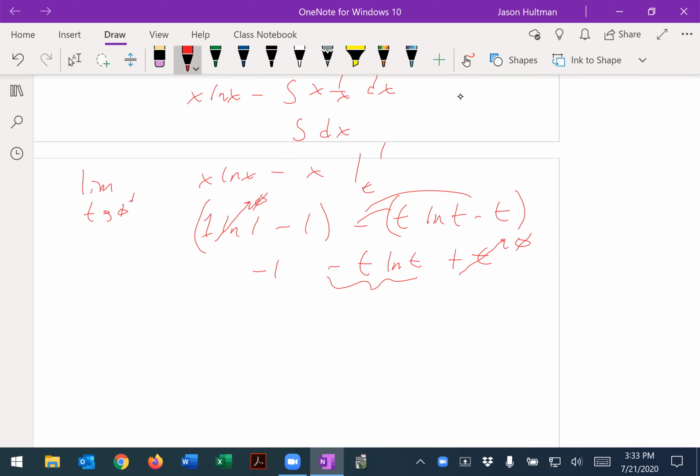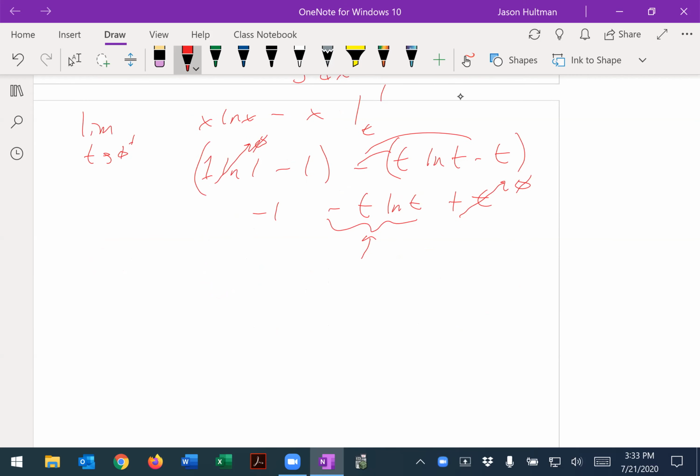So I'm going to rewrite this into a form that makes a little bit more sense, so that I can use L'Hopital's on this guy here. Right now I have 0 times the natural log, which goes to negative infinity. So I have this indeterminate form here, which can't be determined. When I plug in the limit as t goes to 0, I get this thing here.